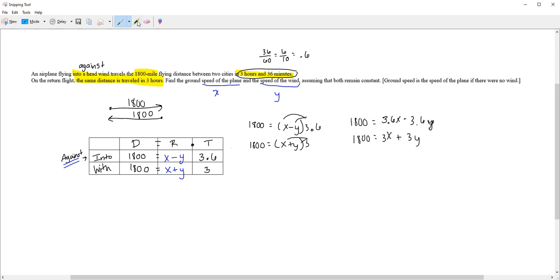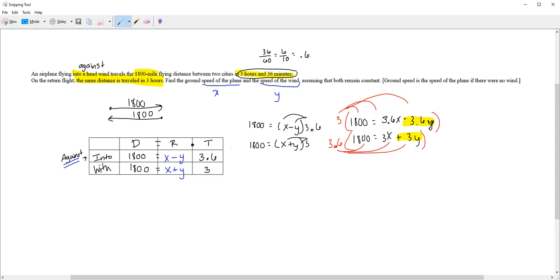Now, we need to do elimination here. I will point out both of your y's have opposite signs for the coefficients. So what we're going to do is multiply by the other term, to cancel these out. You're going to multiply the 3.6 equation entirely by 3, and that includes every part of it, and the other equation entirely by 3.6, including the 1,800. You are welcome to use a calculator on these. I totally understand that.